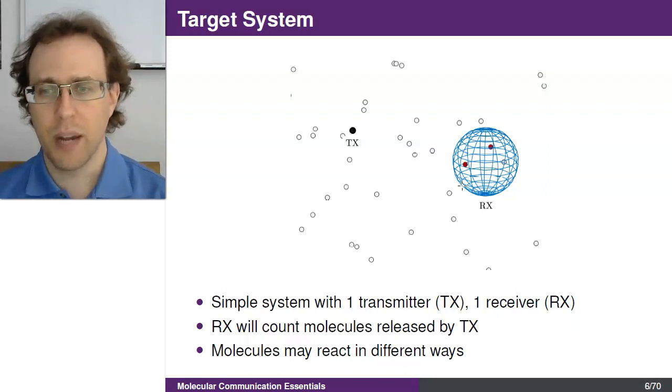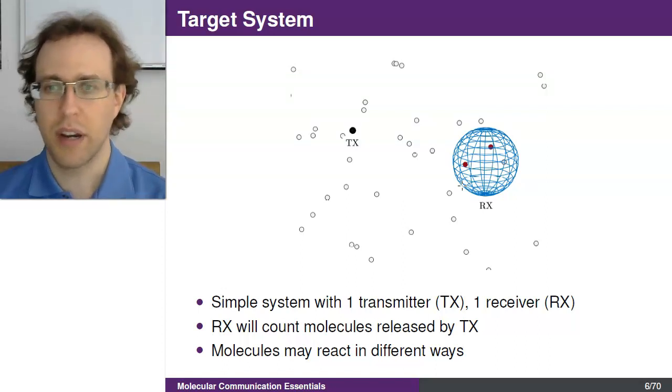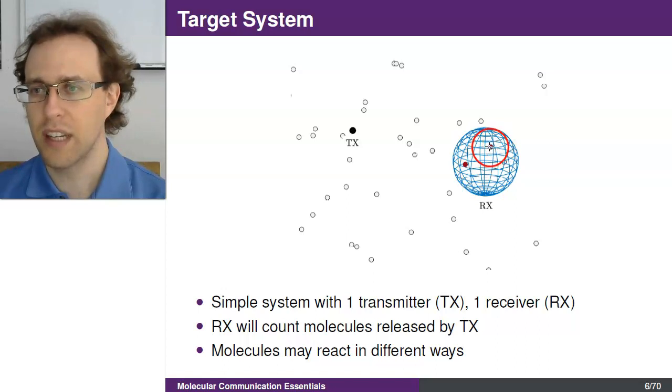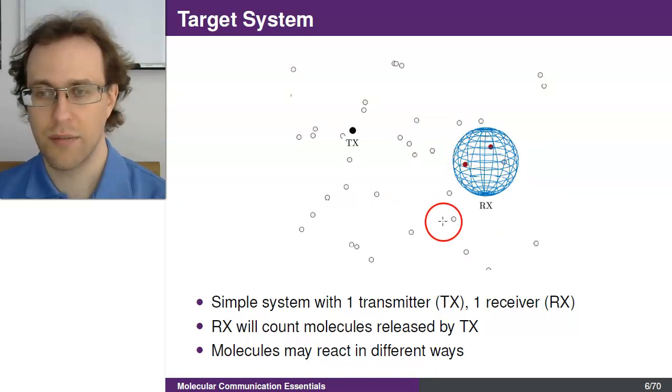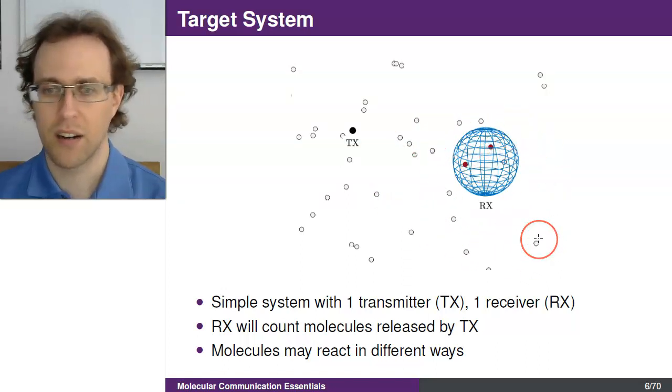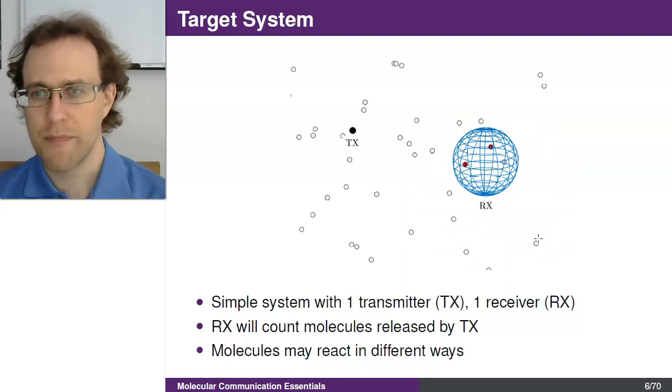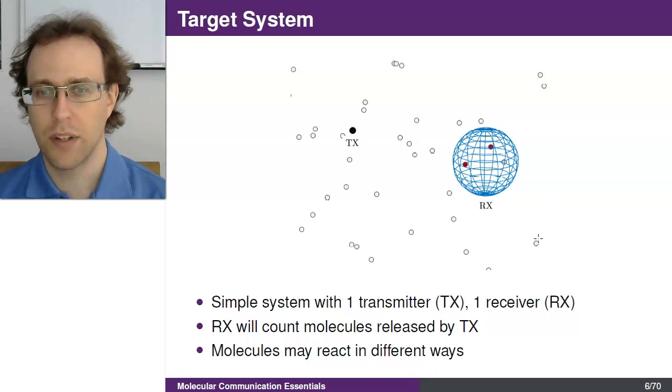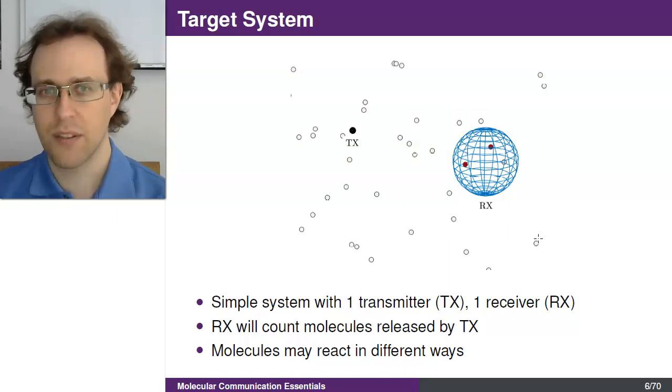The receiver will be counting molecules that are released by the transmitter. So at the moment, the two molecules that are inside the receiver are colored red, and all the other molecules that are moving around are currently gray. But also, this target system could include one or more chemical reactions that these molecules are able to participate in. So this is sort of the target system that I'll be working towards and referring to throughout this video.